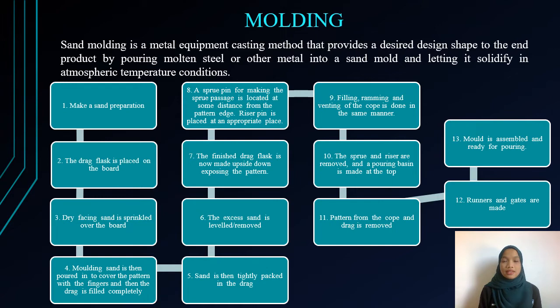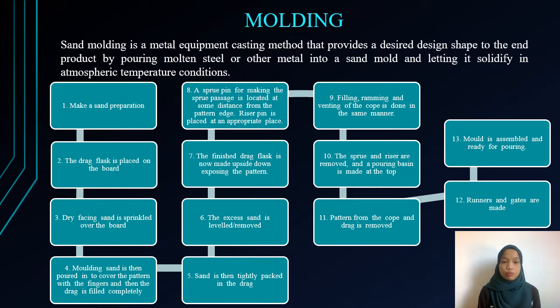Next is molding. Sand molding is a metal casting method that gives a desired design shape to the end product by pouring molten steel or other metal into a sand mold and letting it solidify at atmospheric temperature conditions. The steps for sand molding start with sand preparation. The second step, the dried flask is placed on the board. Step 3, dry facing sand is sprinkled over the board.